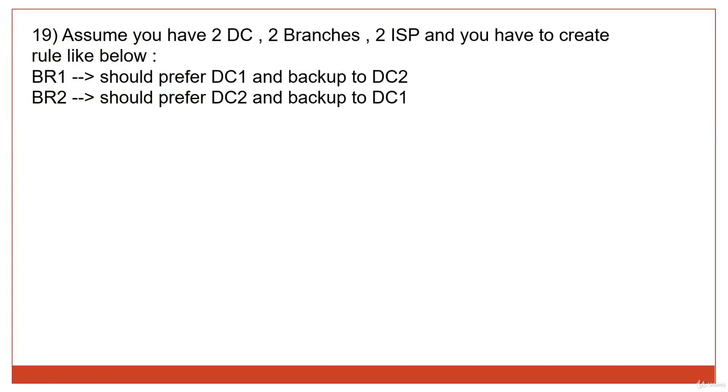Question number 19. It may be scenario based, where the interviewer can ask: suppose I have data center 1, data center 2, 2 branches, and 2 ISPs, then you have to create a global policy or global rule. Like branch 1 will prefer DC1 and then fall back to DC2, and vice versa, branch 2 will prefer DC2 and fall back to DC1. So how can we achieve that?